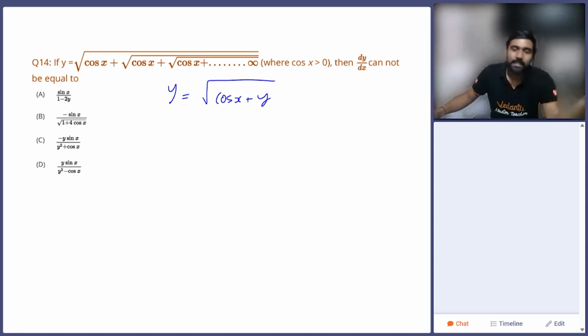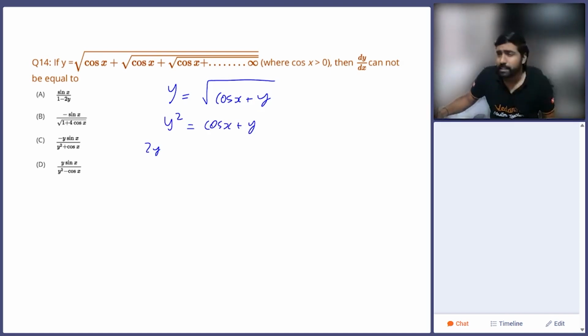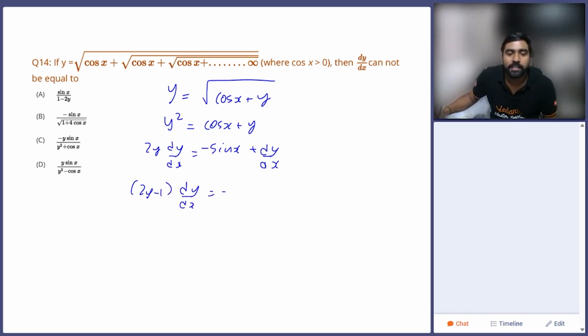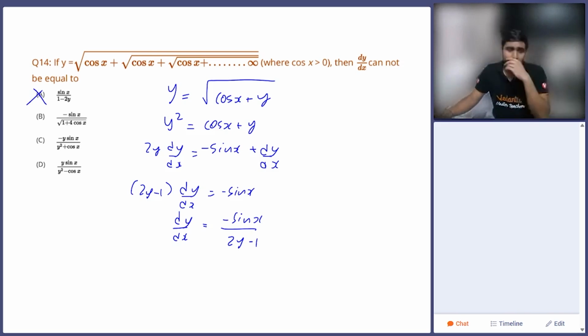That's basically y. Take a square on both sides. I have y square equals to cos x plus y. I can directly differentiate over here. 2y dy by dx is equal to minus sin x plus dy by dx. Send the dy by dx over to the other side. 2y minus 1 dy by dx equals to minus sin x. I can say my dy by dx is minus sin x upon 2y minus 1. So what does this mean? Option A is incorrect because they have asked you which of the following values dy by dx cannot take. Okay. So one option we have eliminated over here, that's not going to be the answer.